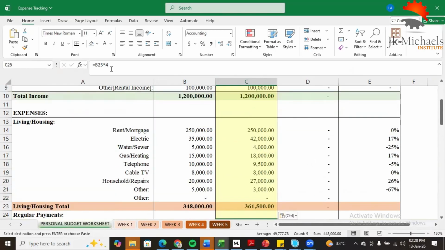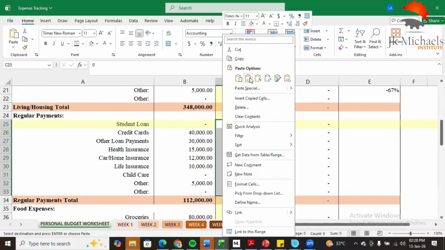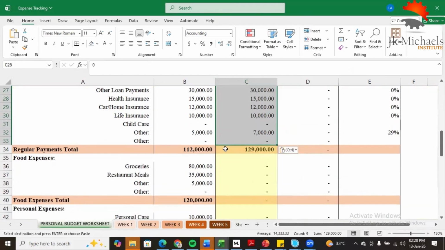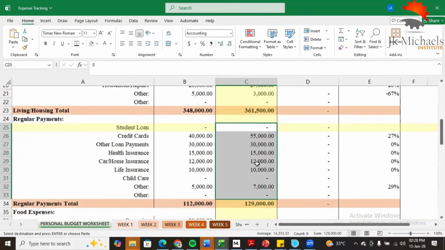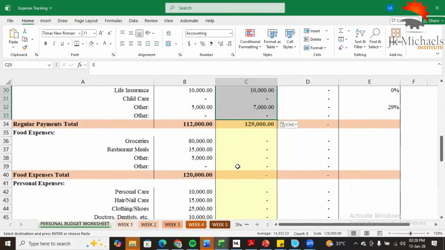Okay. Let me undo this so I don't transfer. Control Z. So let me transfer without the... okay, great. So this 129. You can clearly see here that I have moved above my budget. I paid more in terms of regular payments than I planned to pay.